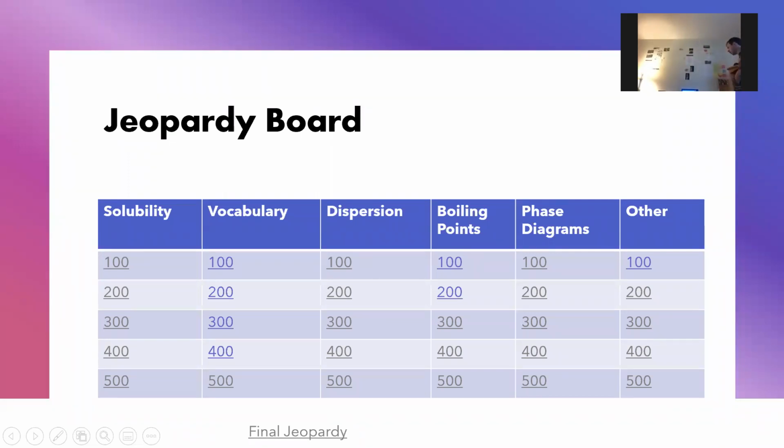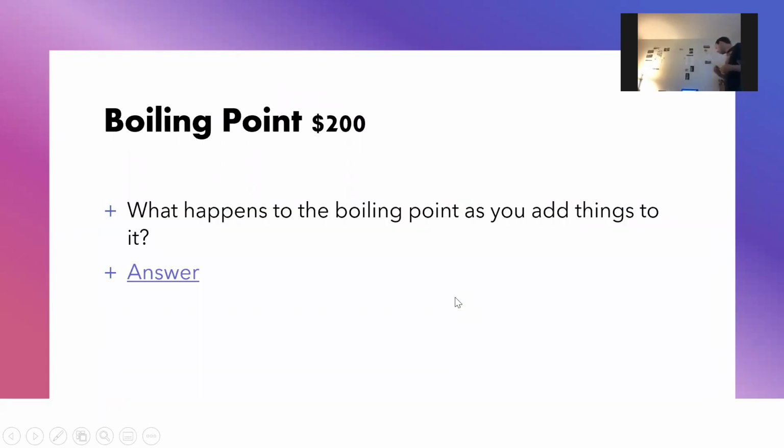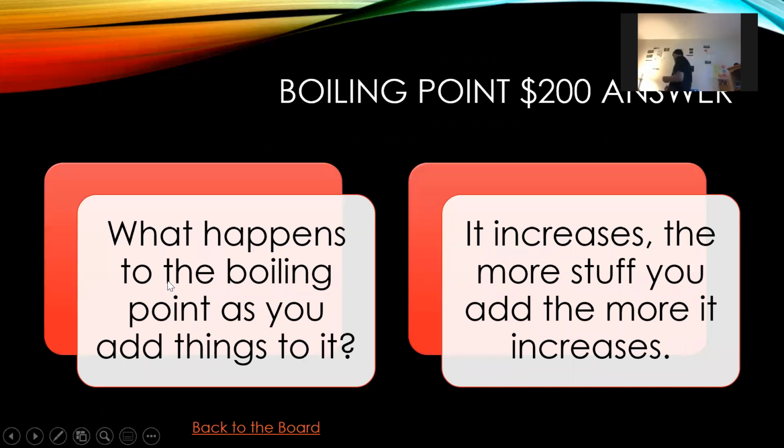Brookdale Bear, you have control of the board. Boiling points for 2. What happens to the boiling point when you add things to it? Iodine: It goes up. Right. It increases.